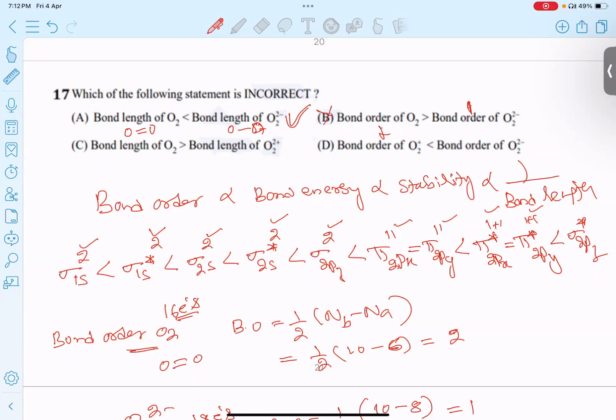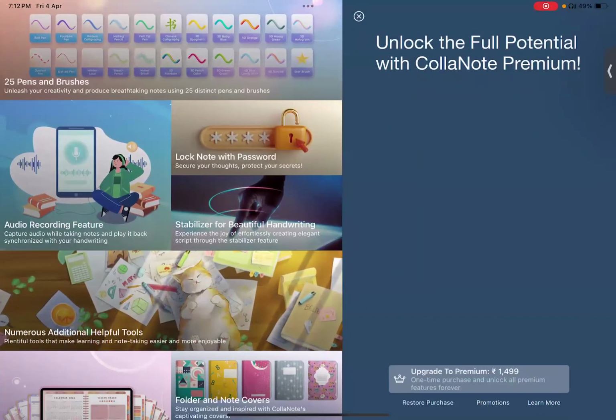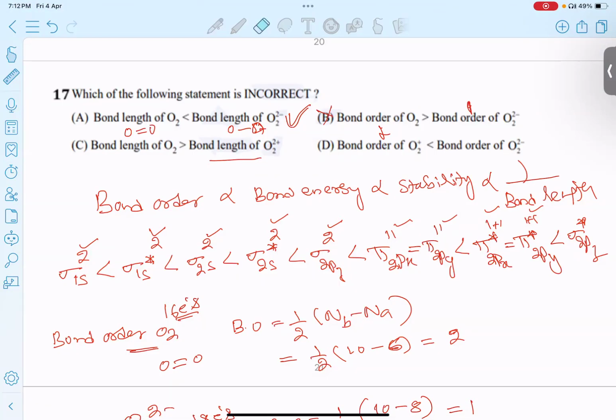Next, let us check option C. Bond length of O2 is greater than bond length of O2 2 plus. O2 contains 16 electrons. O2 2 plus contains 14 electrons. So it is similar to nitrogen. Nitrogen bond order is 3.